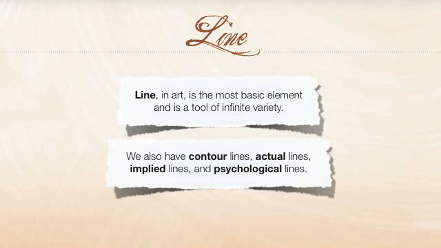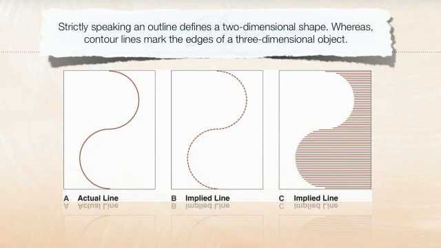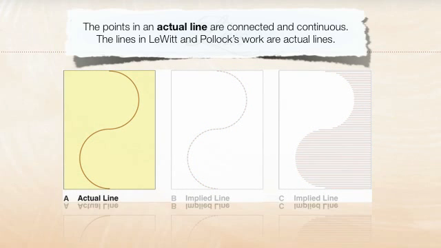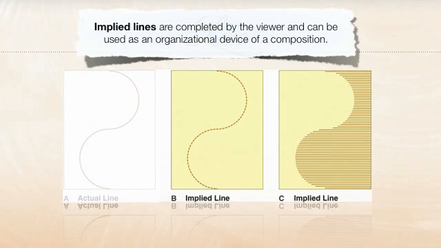We also have contour lines, actual lines, implied lines, and psychological lines. Strictly speaking, an outline defines a 2-dimensional shape, whereas contour lines mark the edges of a 3-dimensional object. The points in an actual line are connected and continuous. The lines in LeWitt and Pollock's work are actual lines. Implied lines are completed by the viewer and can be used as an organizational device of a composition. The human eye can imagine lines in places where there may not be any lines.